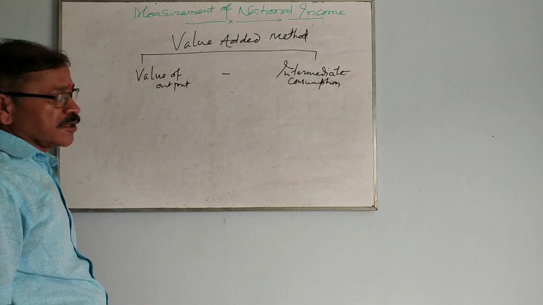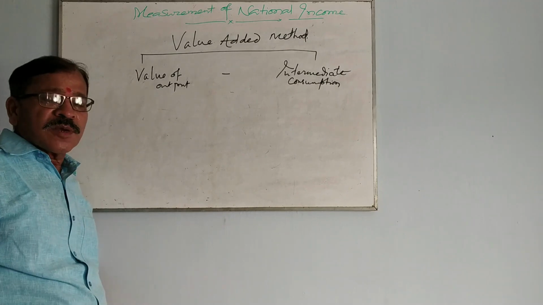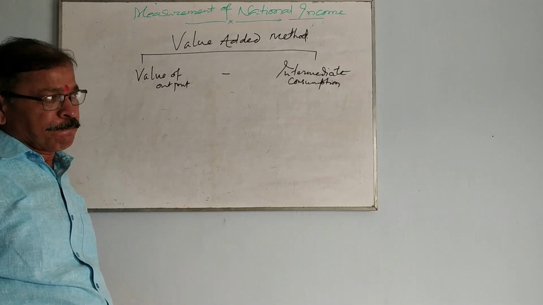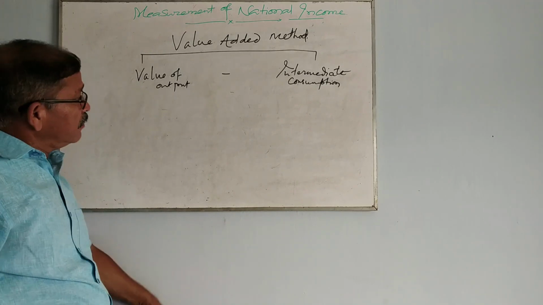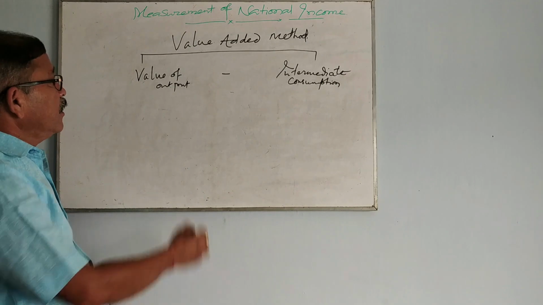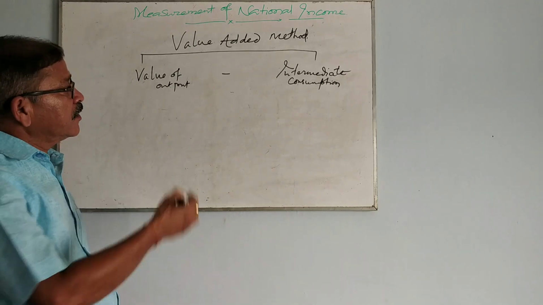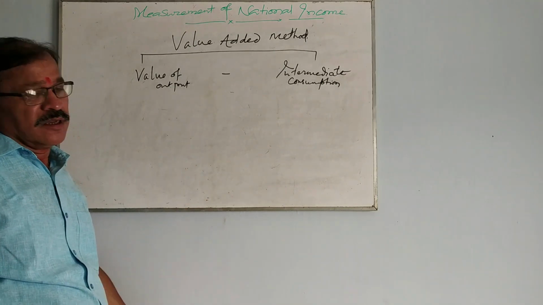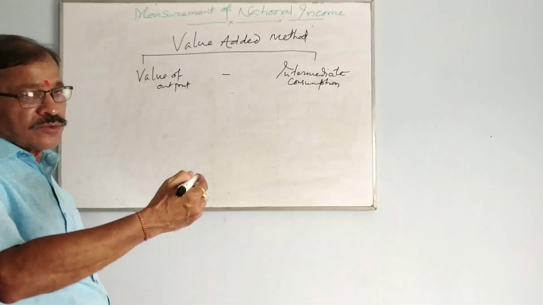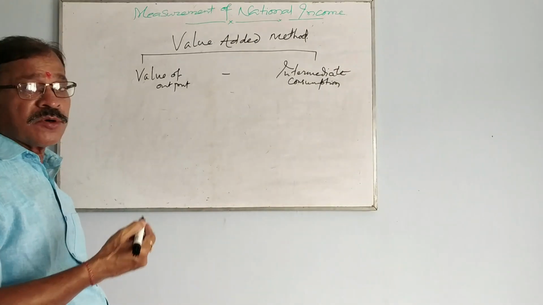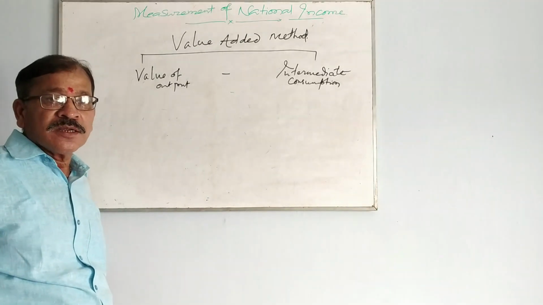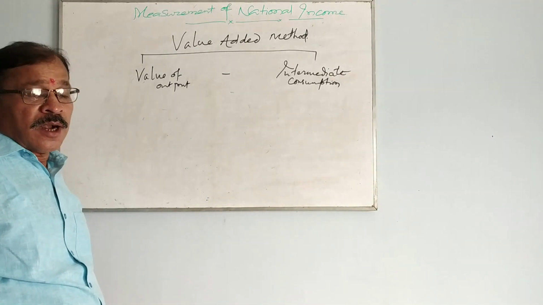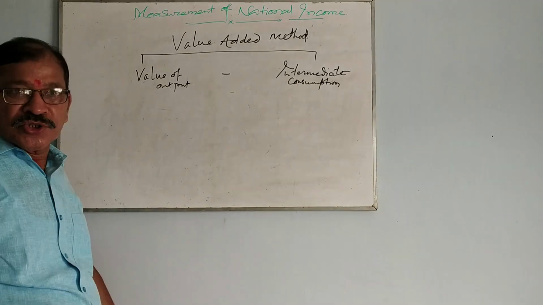Intermediate consumption. So suppose in a numerical you are asked to find out national income by value added method. Value of output is given, intermediate consumption is given. So very easy. You take the value of output, from that you subtract intermediate consumption, you will get the desired aggregate. But it is not so.